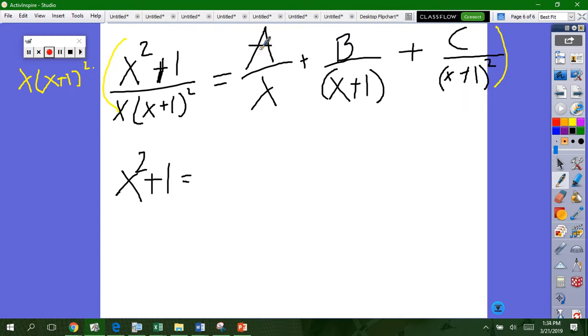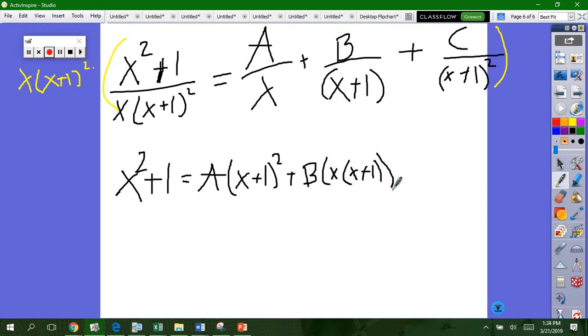Okay. The next one, notice the X's would cancel, wouldn't they? So I'd have A times X plus 1 squared plus B, one of the X plus 1's can't get rid of each other, right? So I have B times X plus 1.